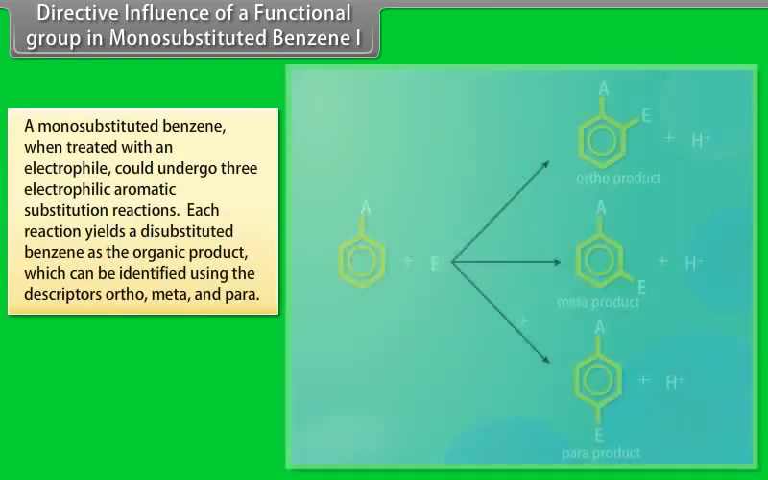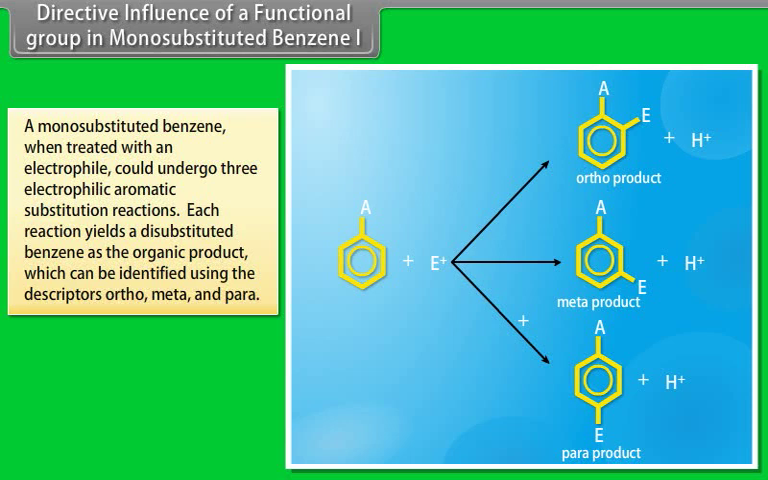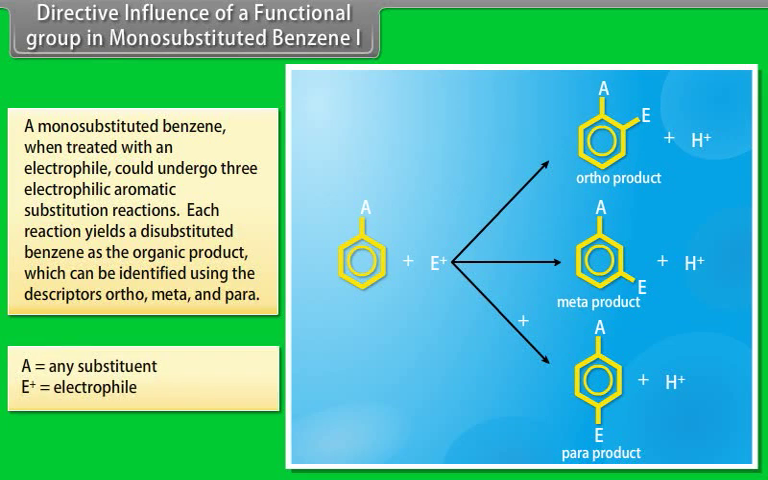Directive influence of a functional group in monosubstituted benzene 1. A monosubstituted benzene, when treated with an electrophile, could undergo three electrophilic aromatic substitution reactions. Each reaction yields a disubstituted benzene as the organic product, which can be identified using the descriptors ortho, meta and para. A equals any substituent. E+ equals electrophile.